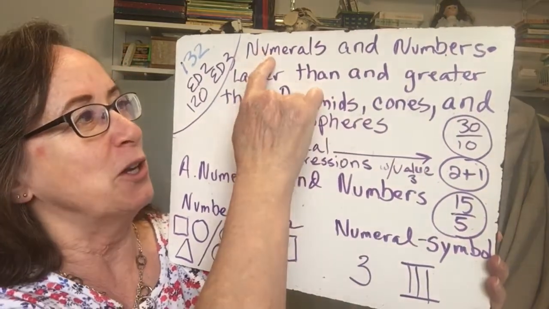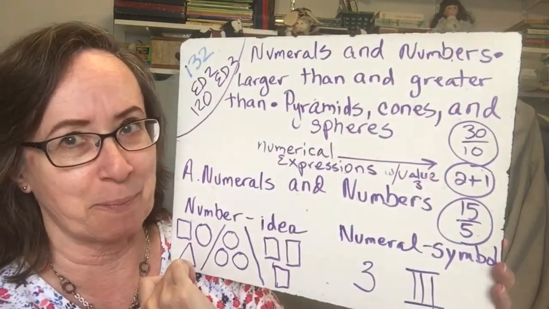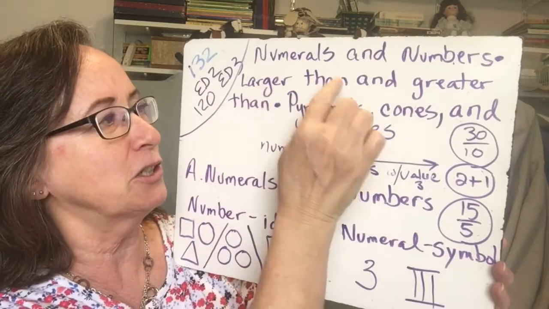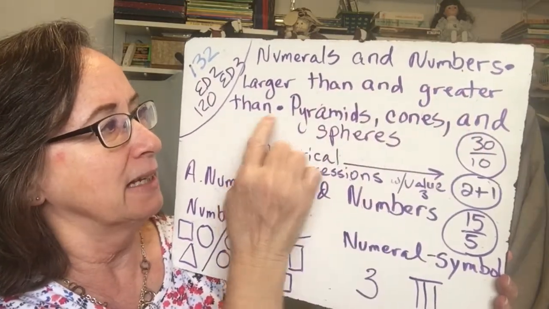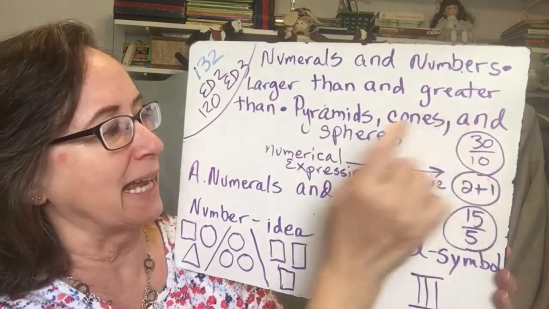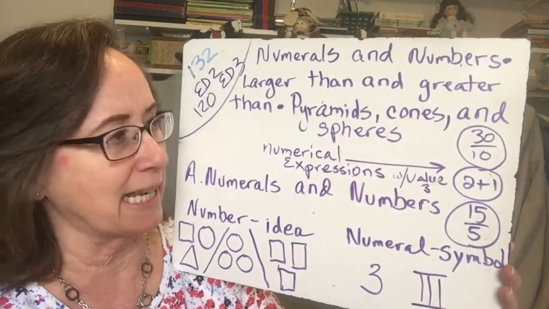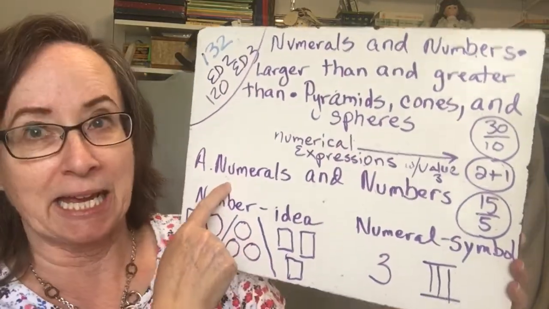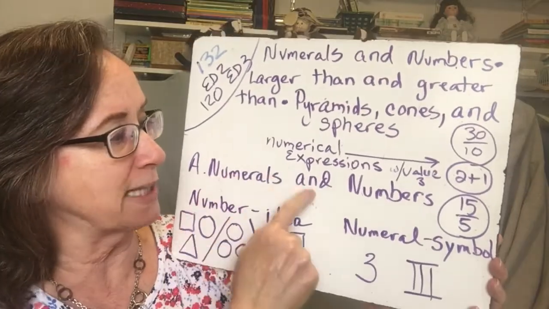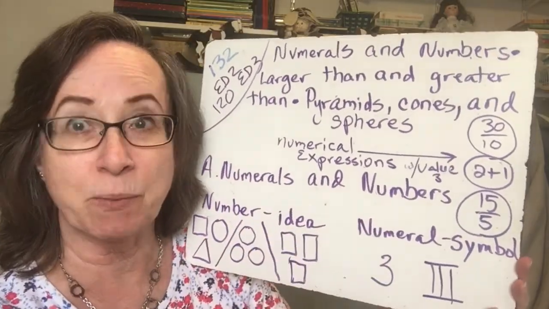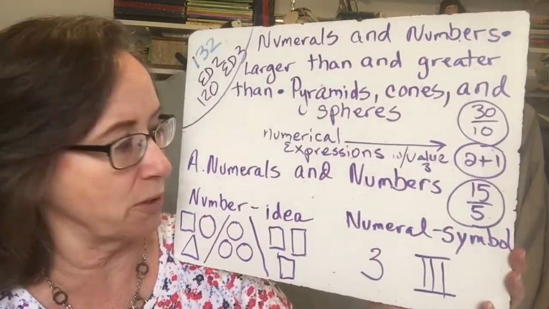We are talking about numerals and numbers. This is a big section: larger than and greater than, pyramids, cones, and spheres. Lots in this lesson. So the very first thing, part A, is numerals and numbers. What is the difference between numerals and numbers?